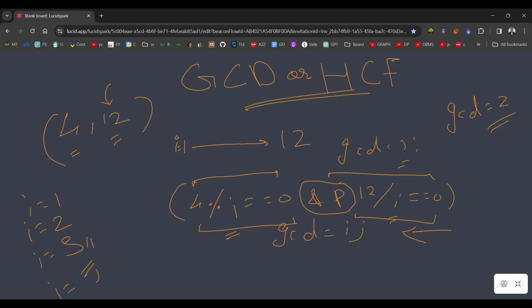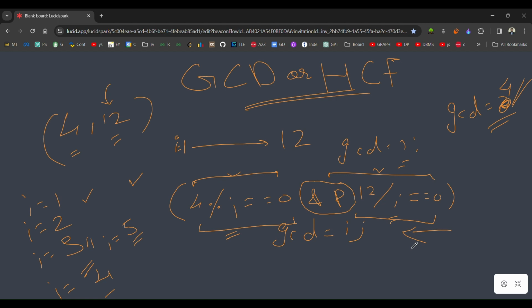So let's move forward. I equals 4. Now 4 can divide 4 completely, yes. 4 can divide 12 completely, yes, right. So both the conditions are satisfied. So GCD will be overridden to 4 now, right. So now GCD is 4. And now when I increments, I will be 5, right.